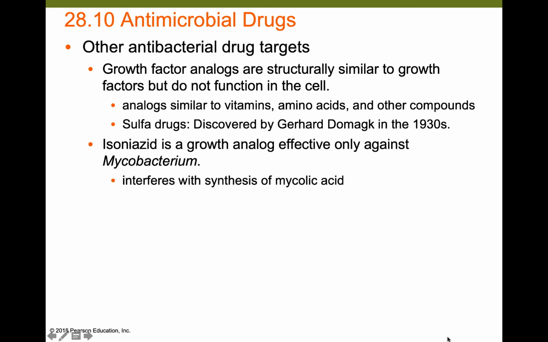Another type of antimicrobial drug is isoniazid. So this is useful really only in treating infections that are caused by acid-fast organisms because isoniazid interferes with the biosynthesis of the mycolic acid. So as long as a cell has mycolic acid, it should be sensitive to this compound.